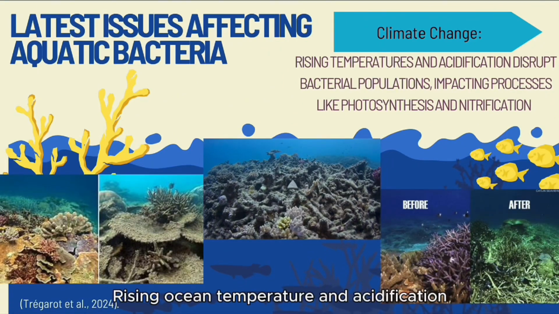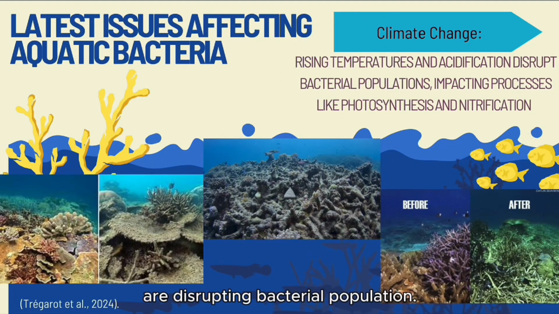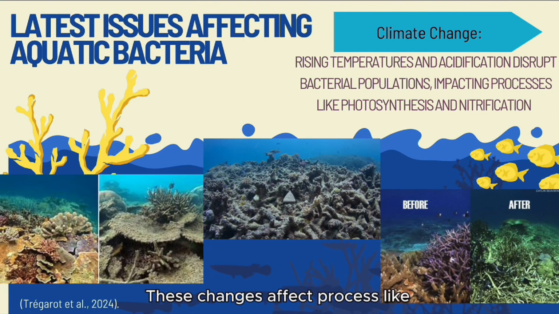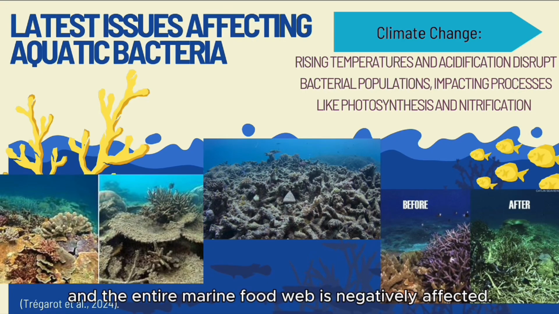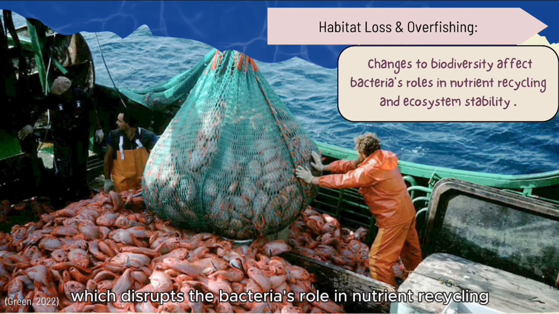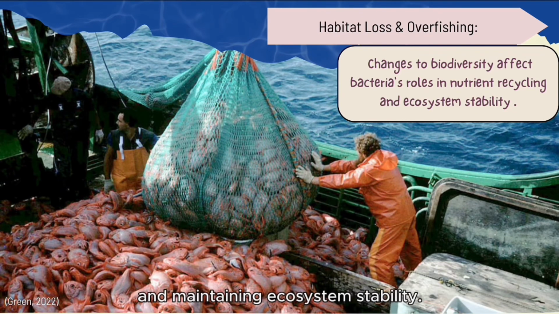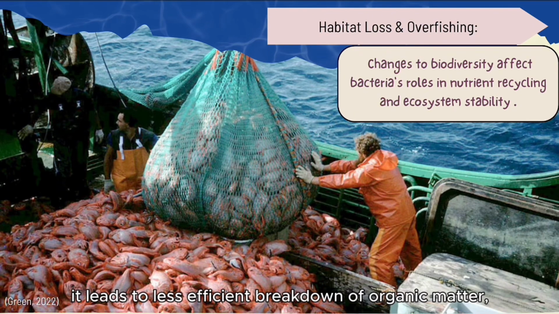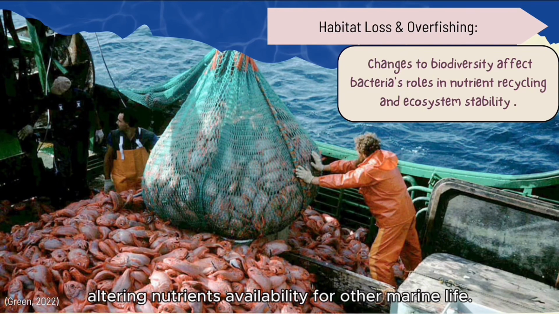Latest issue affecting aquatic bacteria: climate change. Rising ocean temperature and acidification are disrupting bacterial populations. These changes affect processes like photosynthesis in phototrophic bacteria and nitrification in nitrifying bacteria. These processes become unstable and the entire marine food web is negatively affected. Habitat loss and overfishing reduce biodiversity, which disrupts the bacterial role in nutrient recycling and maintaining ecosystem stability. When bacterial communities are affected, it leads to less efficient breakdown of organic matter, altering nutrient availability for other marine life.